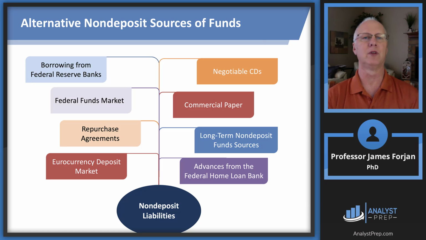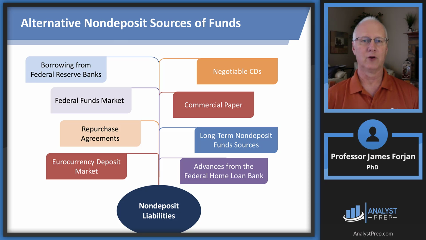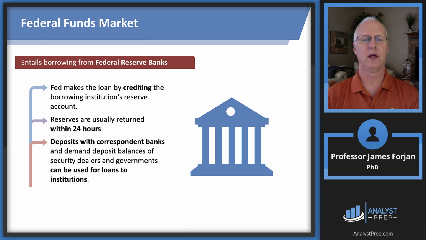So here's a quick illustration of all of these sources, and we've talked about a bunch of these in the past. Borrowings from the Fed, federal funds market, repurchase agreements, Eurocurrency deposits, CDs, commercial paper, non-deposit long-term, and then advances from Federal Home Loan Bank. Those are what we call non-deposit liabilities. And so let's go ahead and go through some of these in just a little bit more detail.